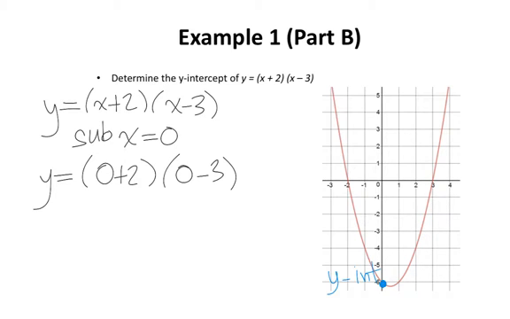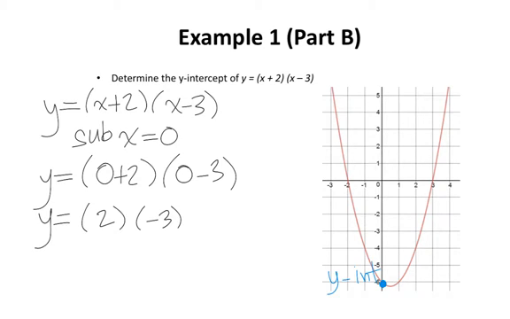And this is what you get. At this point, you need to simplify what you have in the brackets first, because you want to use BEDMAS. So 0 plus 2 is just 2. I'm going to remove the positive sign. And 0 minus 3 is just negative 3.